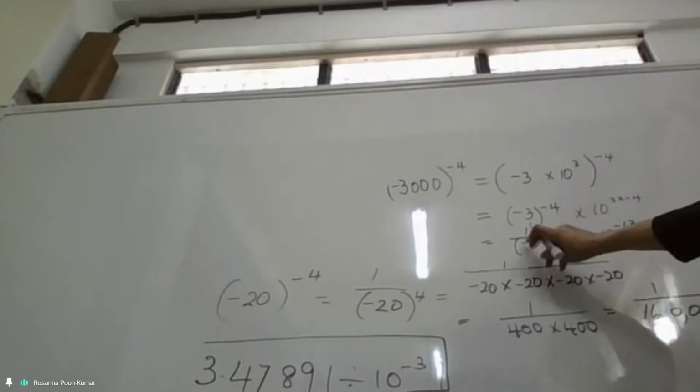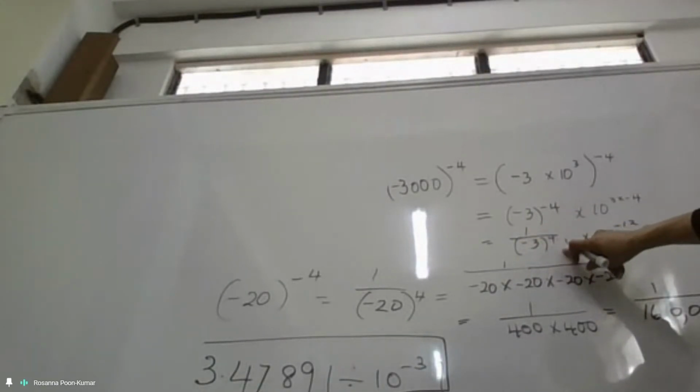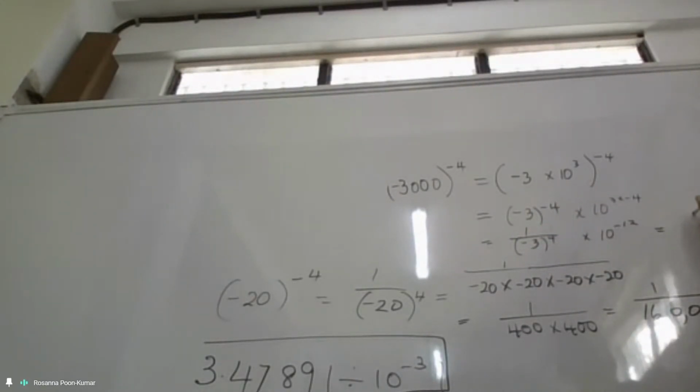Okay? And negative 3 by negative 3 by negative 3 by negative 3, that's 1 over 81. 1 over 81 by 1 over 10 to the power of 12. Look at that big number. 1 over 81 by 10 to the power of 12.